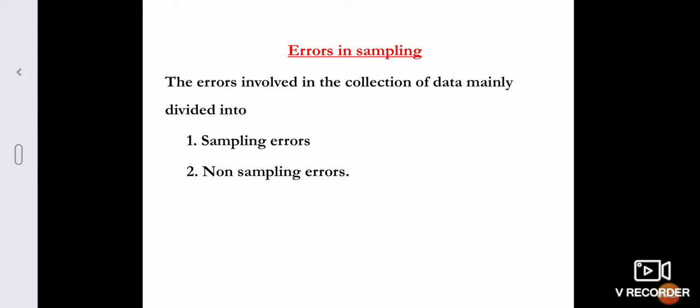Good morning, dear students. Today we will continue with our last part of the sampling. In this session, we will talk about sampling errors. In the previous two sessions, you have learned probability sampling and non-probability sampling. Now, the errors involved in the collection of data mainly are of two types. One is sampling error and second one is non-sampling error.